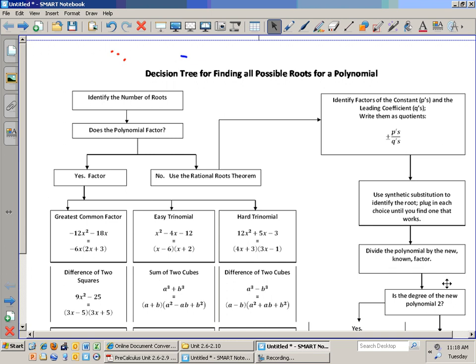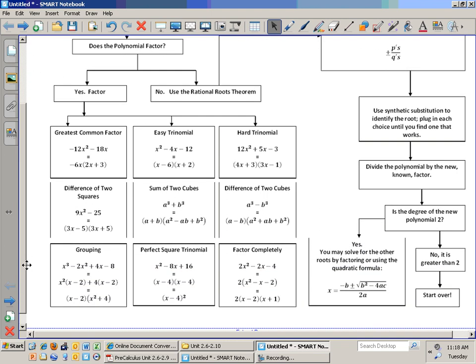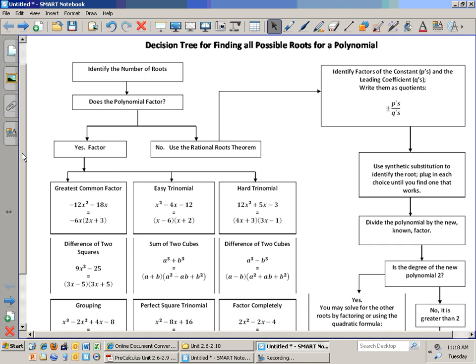I did not know how much knowledge you guys have of this subject matter, but I will tell you this. If you look at this sheet right here, this is something that we need to be excellent at by the time we are done, and this summarizes everything. It says decision tree for finding all possible roots of a polynomial, meaning you have to be able to find the solution to everything, not just quadratics, but cubics, quartics, so on and so forth. We will learn how to use this. I give you all the factoring methods, and I also tell you how to use the rational roots theorem.